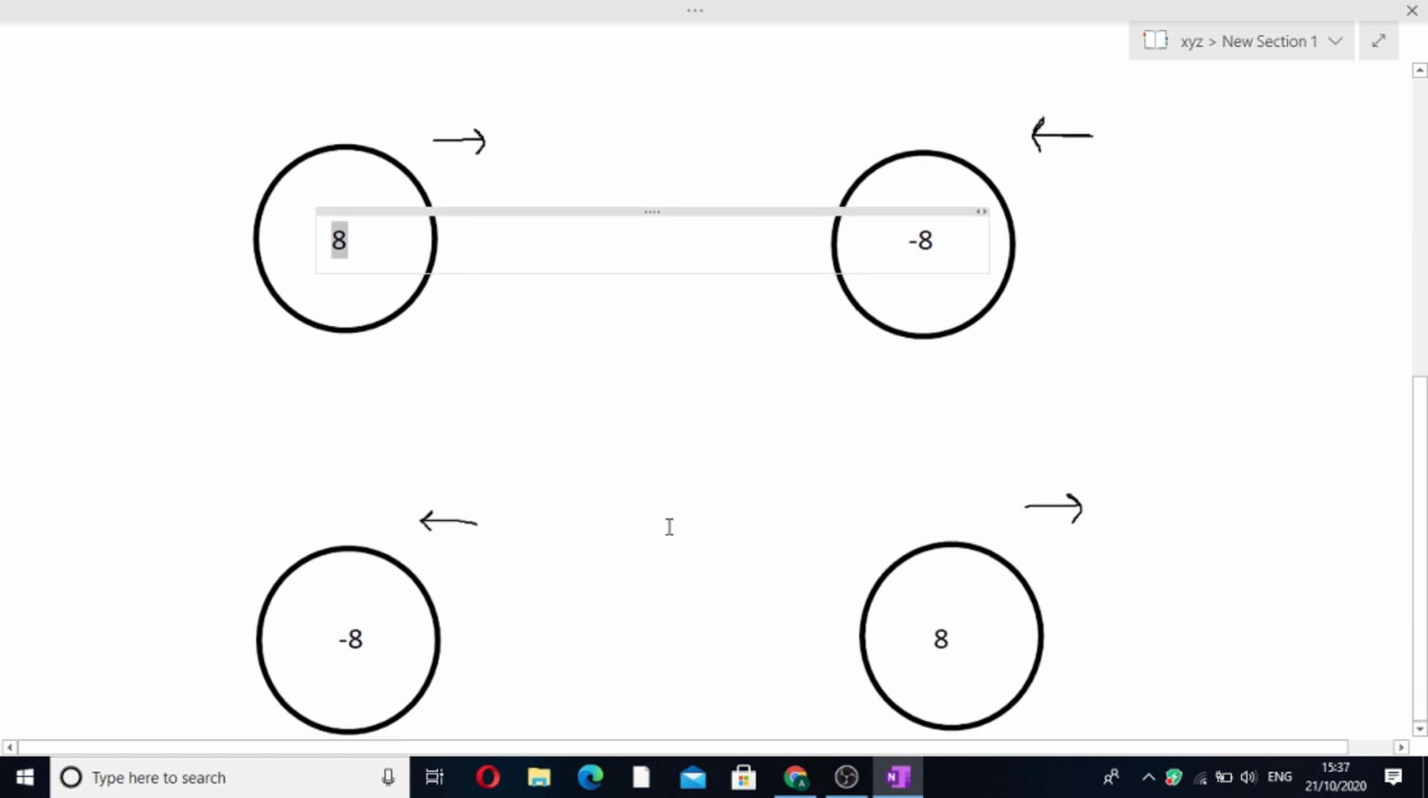But suppose there is a case where first there is an asteroid with a value of minus 8, moving in the left side direction, and another one is 8, which is coming after minus 8 and is moving in the right side direction.